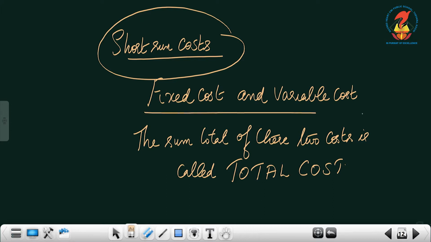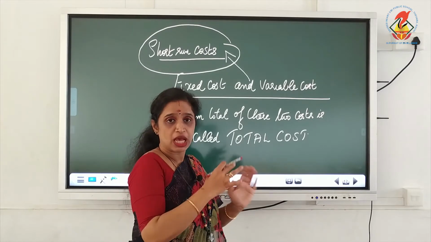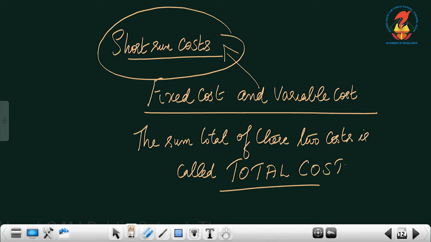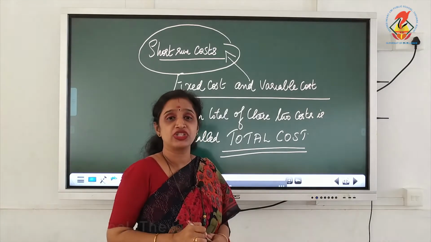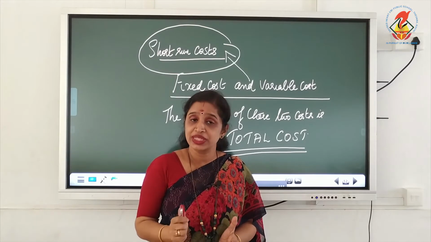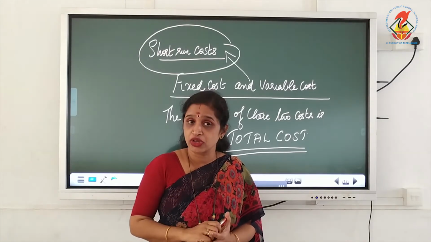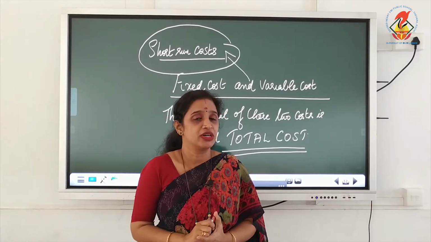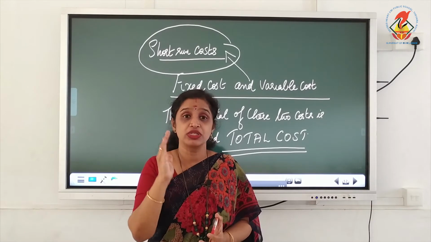We have to learn these two types of cost in short run, because some factors will be fixed in short run and some factors will be variable. Now the sum of these two costs, fixed cost and variable cost, is known as total cost. What was the initial definition which I have given for the cost? The total money expense incurred by a producer in his firm is known as the cost. That cost is total cost.